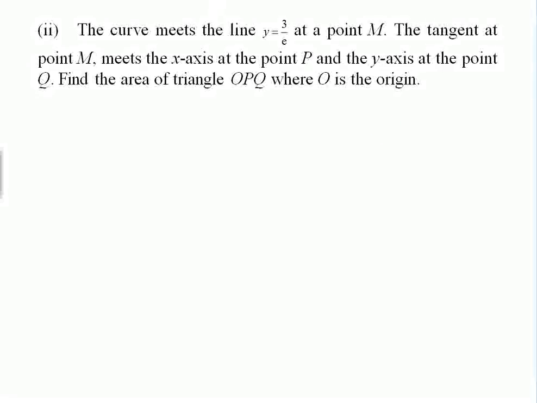Okay, so this question tells us that the curve, our original curve, which was y equals 3e to the 2x minus 7, and that's this curve here, meets the line y equals 3 over e. Now you'll notice 3 over e is a constant, so this line is going to be a horizontal line at a point M. The tangent at point M meets the x-axis at the point P and the y-axis at the point Q. Find the area of the triangle OPQ where O is the origin.